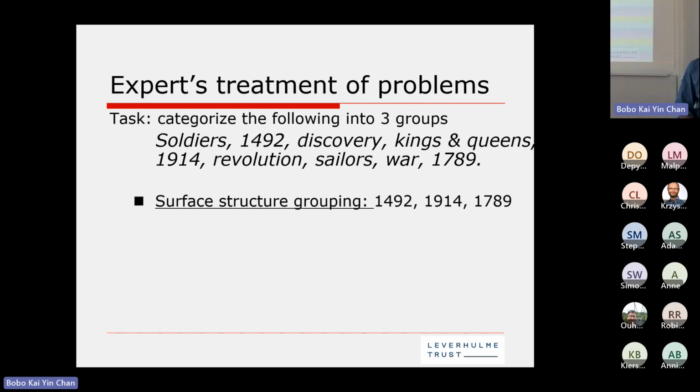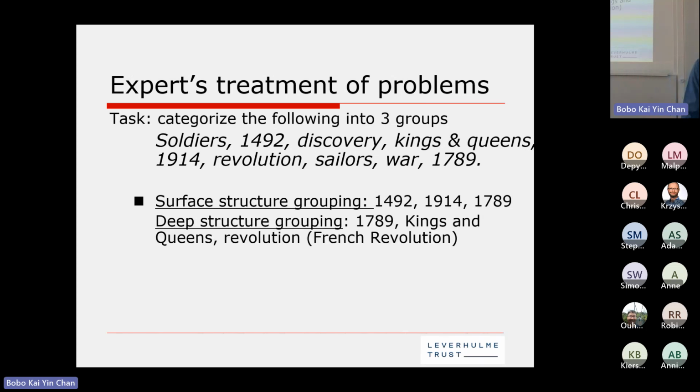How would novices, who have no idea about those historical facts, categorize? They put numbers in one group and words in another group, and so on. Some probably kings, sailors, and soldiers, on those surface characteristics. But what experts do is based on their knowledge of actual events, in this case the French Revolution, and Columbus's discovery. They have schemas, knowledge of those events, which allow them to categorize according to the deep structure.